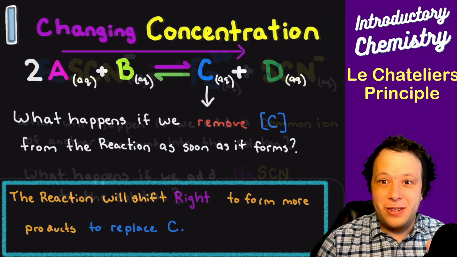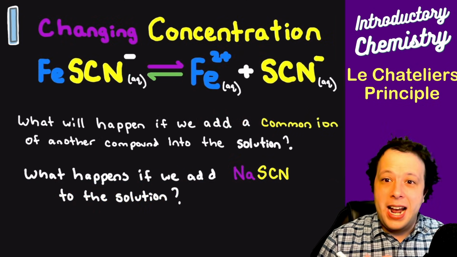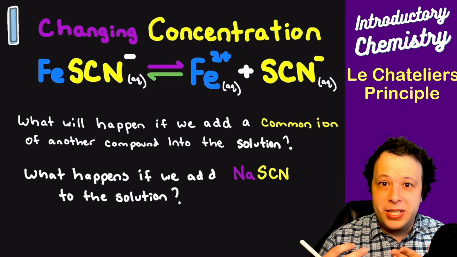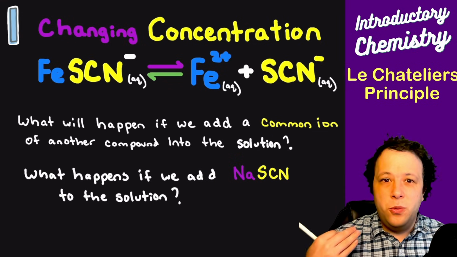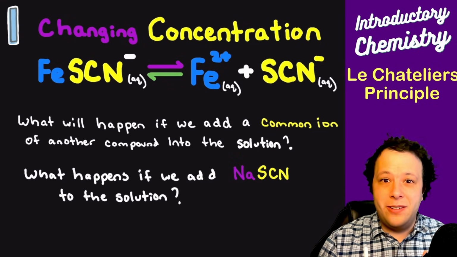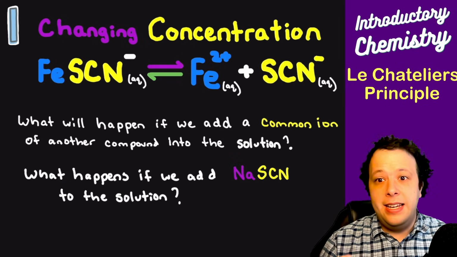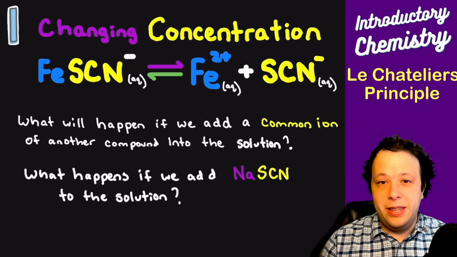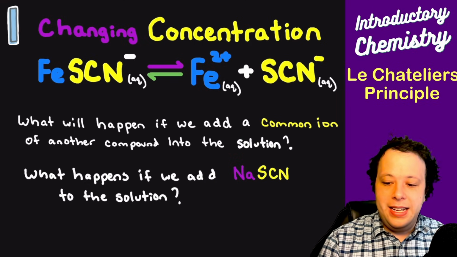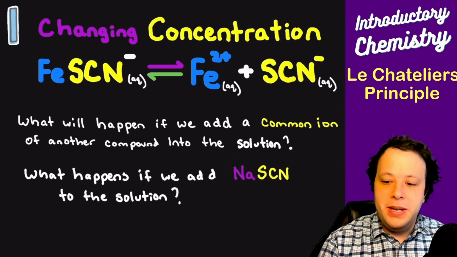Let's go into another example. So let's say I wanted to look at an actual real chemical reaction. Right here, I have iron thiocyanate, and what's happening is it's dissociating in solution. So what would happen if I add a common ion of another compound into the solution? Meaning that if you see that SCN is part of the reactants and the products, just one part of it is bound. So what would occur if I add NaSCN into the mixture here?